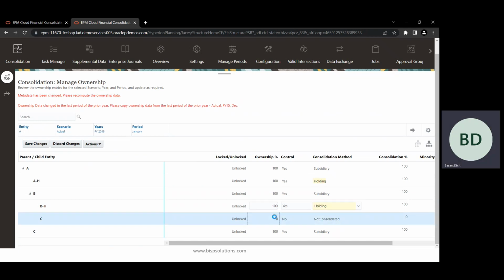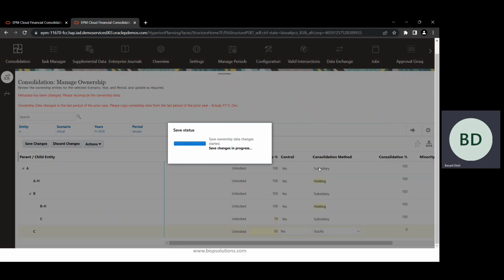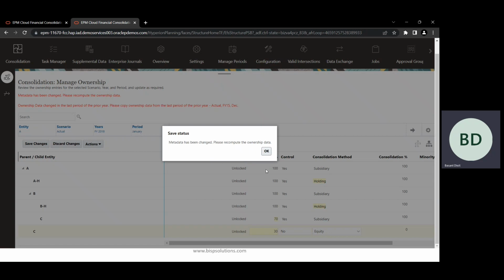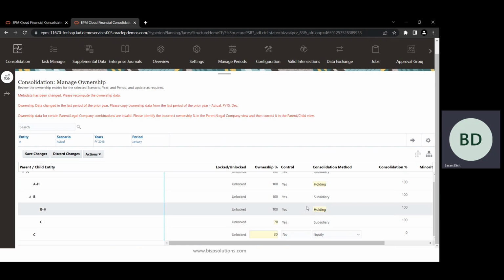Okay, and for C, B has a 70% stake, so we have to make this 70% and make this a subsidiary. It is automatically taking it, and this we have to make an equity company. Okay, all is done. Save changes. So this is the tree hierarchy, and we also have the legal entity hierarchy, which I will show you.